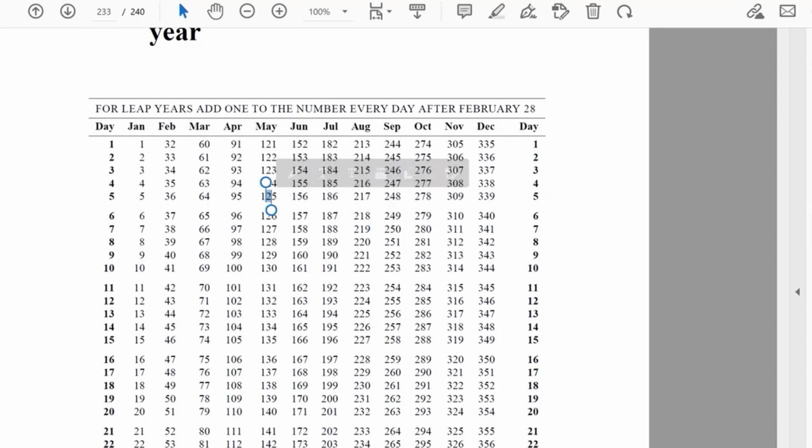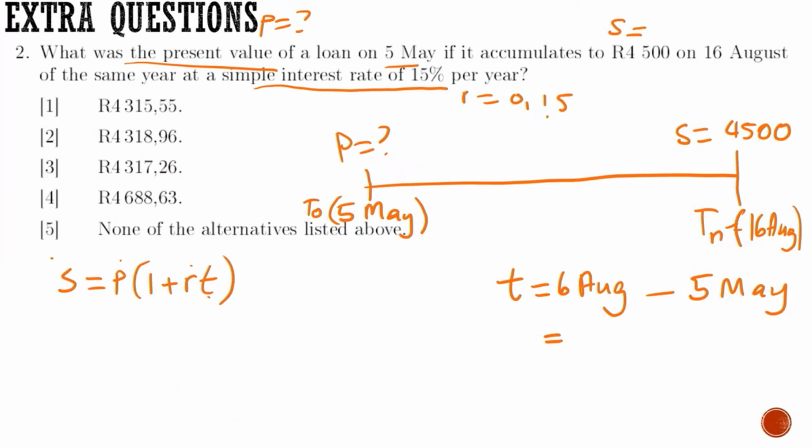Now you go and write them into your thing. According to that calendar sheet, 16th of August has 228 days. And then 5th of May, according to our formula, it is 103 days. So now this is going to be equal to 228 minus 103.